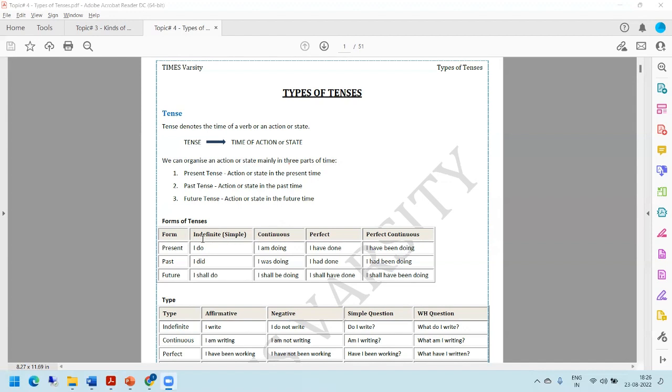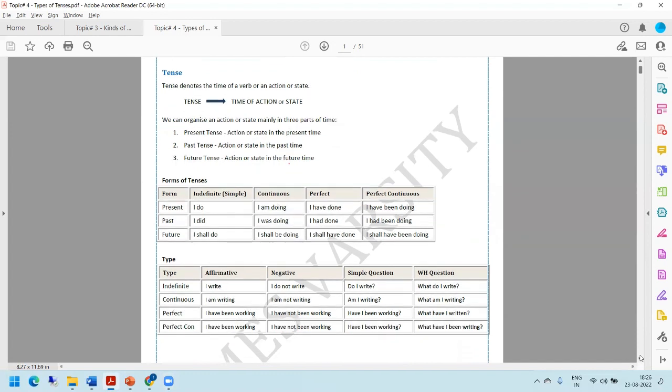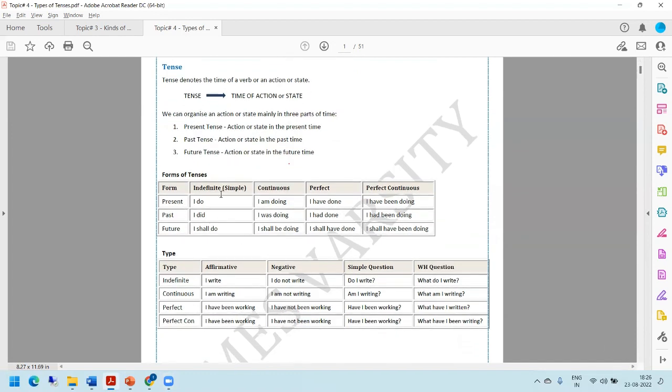Those are indefinite, which is also called simple. Second is continuous. Third is perfect. And the fourth is perfect continuous. Okay. So we will look at some examples here. Like present indefinite, I do. Simple one, I do. Whenever we do something generally: I eat, I study, I write. So I do.